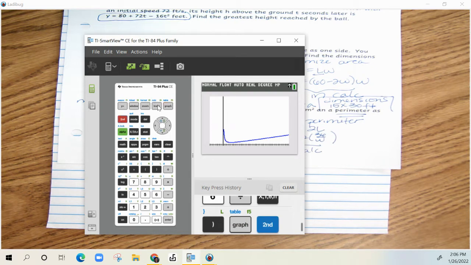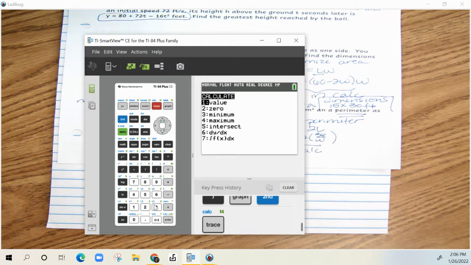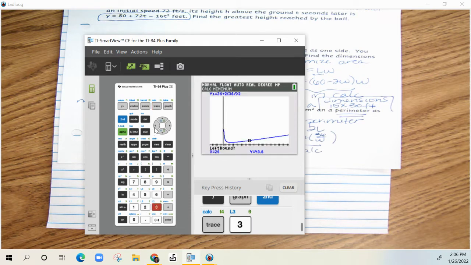So I'm going to go second, trace, minimum, that's 3. So watch the x and y at the bottom. See how the y is getting smaller as I move to the left. I'm going to make sure that you watch it go smaller, and then when it starts to go back up, you know you've cleared the minimum.